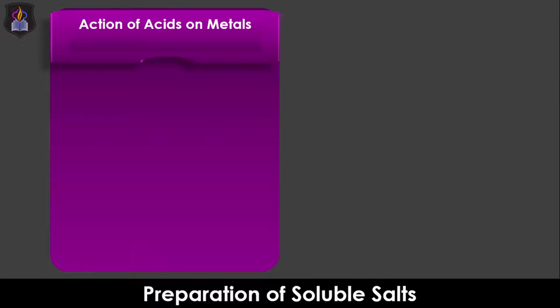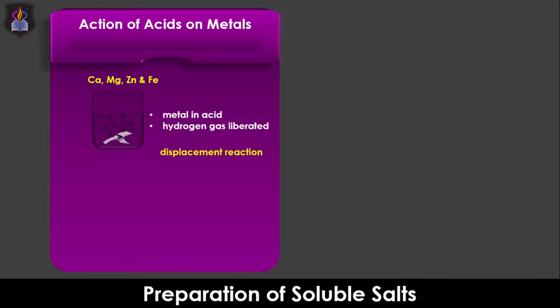The soluble salts of moderately reactive metals like calcium, magnesium, zinc and iron can be prepared by the displacement reactions between the metals and dilute acids. For example, zinc chloride is produced when zinc granules react with dilute hydrochloric acid. The zinc metal displaces the hydrogen ion from the acid to form hydrogen gas as shown in the ionic equation.